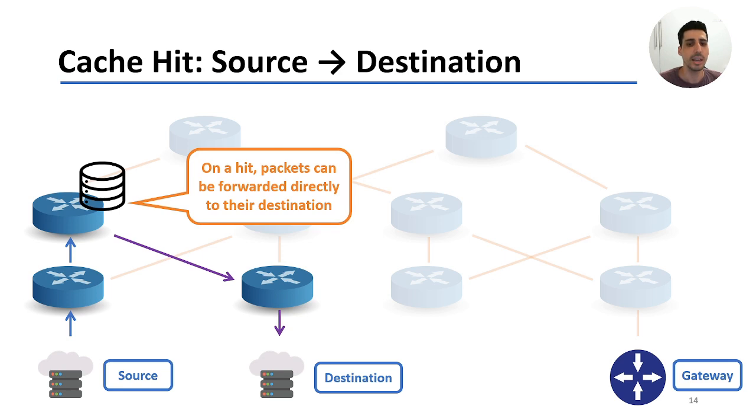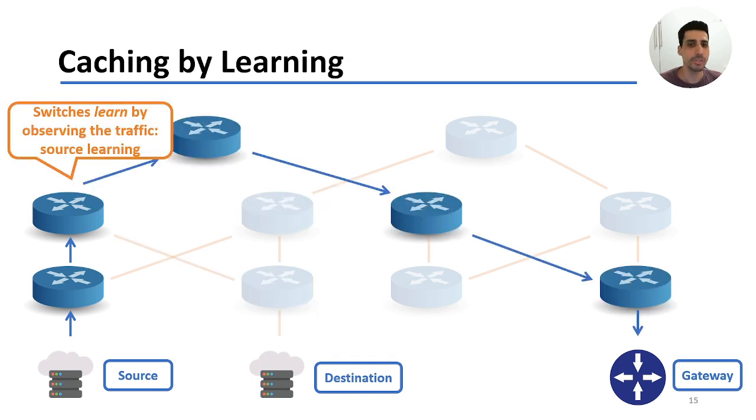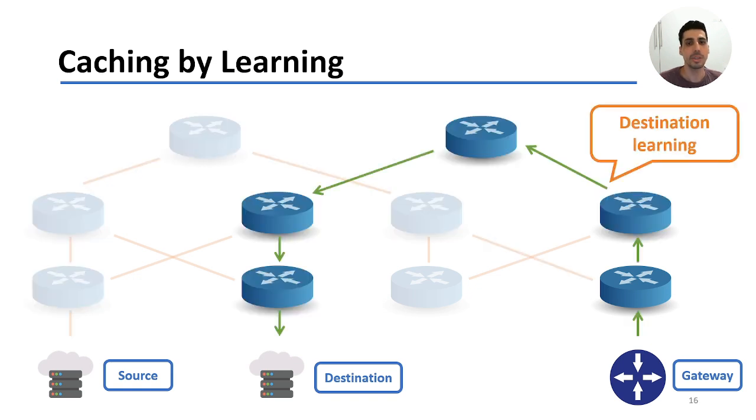Now we need to decide how to admit new entries to the cache. In switch V2P, switches learn by observing traffic. There are two opportunities to learn mappings. As packets flow through the switches on their way to the gateway, switches can learn the mapping of the sender. This is very similar to how MAC learning works. Similarly, when packets are relayed by the gateway, switches can learn the mapping of the receiver, and this dynamic learning process ensures that the cache adapts to changing traffic patterns.